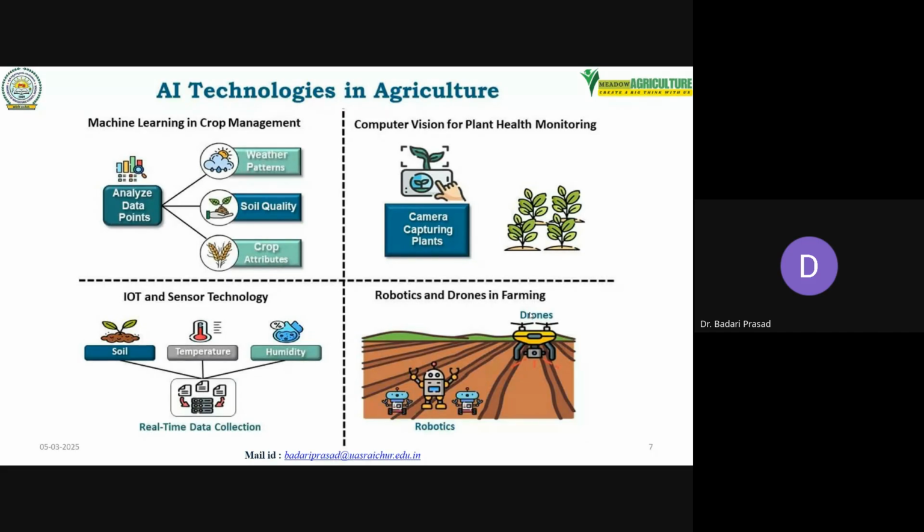So similarly, the computer vision for plant health monitoring. Here the cameras will capture the plants and segregate the data into healthy and non-healthy plants, based on many attributes and signatures available on the plant or leaf. Comparing it with the standard, it determines whether it is a healthy or non-healthy plant, and whether it requires any treatment or not. So likewise, it can analyze and give information on plant health.